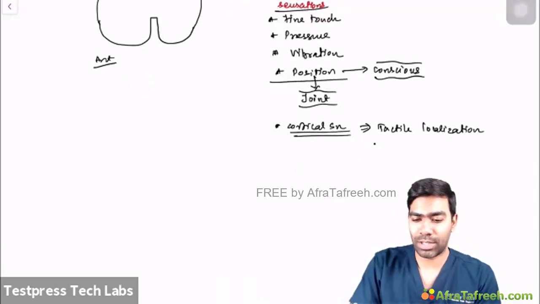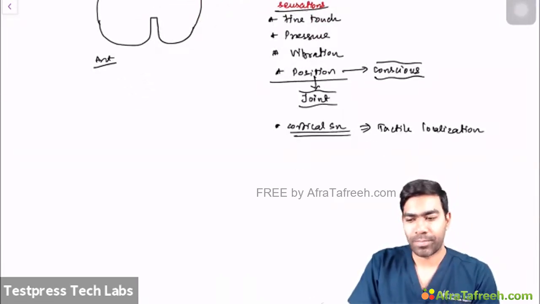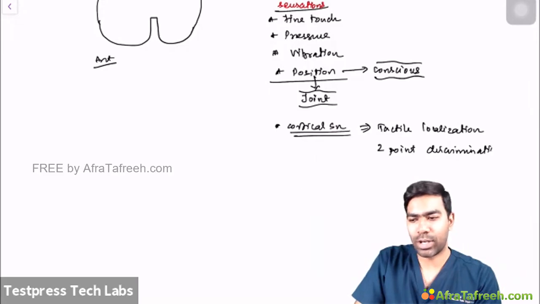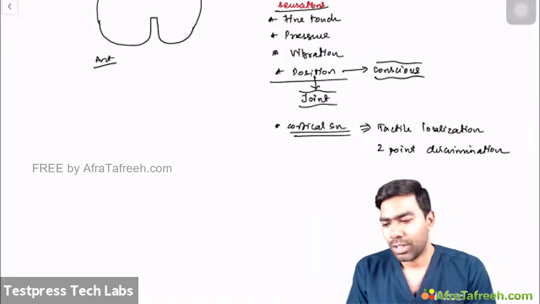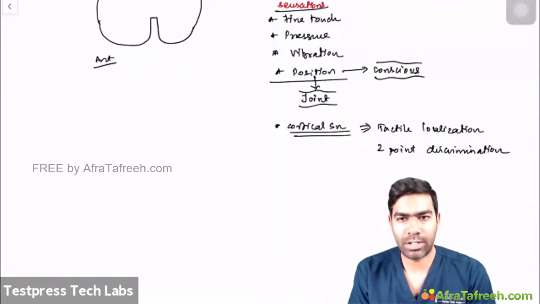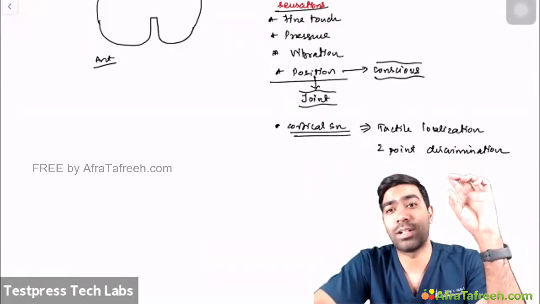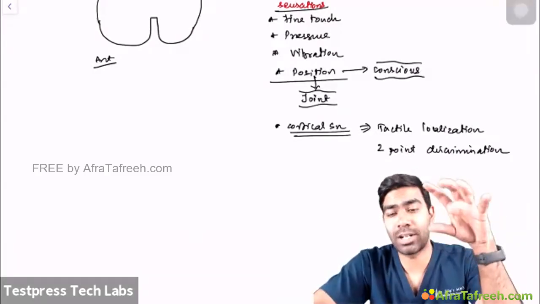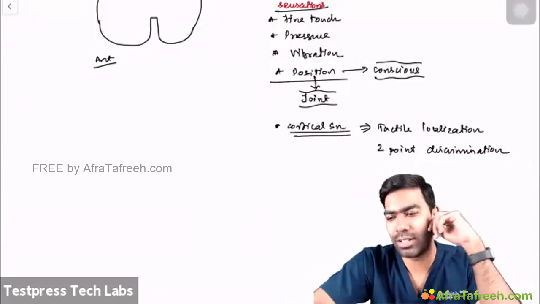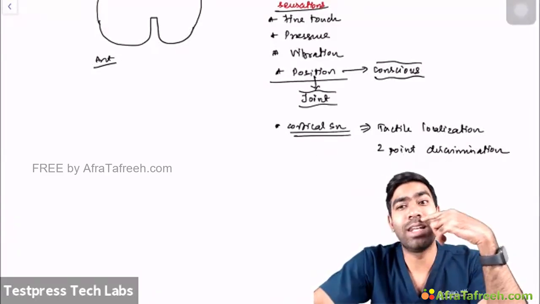Then we have something called 2-point discrimination, right? What do you mean by 2-point discrimination? The ability to identify 2 points as separate in a particular area is 2-point discrimination. For example, nature knows what are the areas where you need to discriminate better. That is why the lowest distance is present in the fingers. Very important, isn't it? Finger movements and all. Then you have the lips.